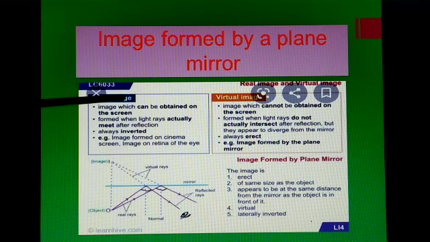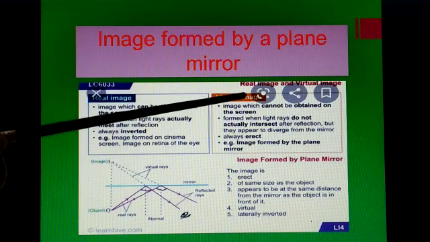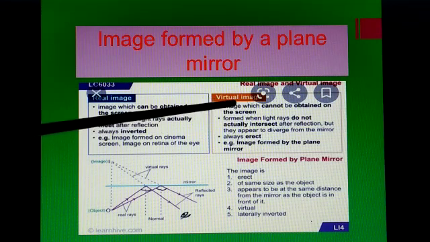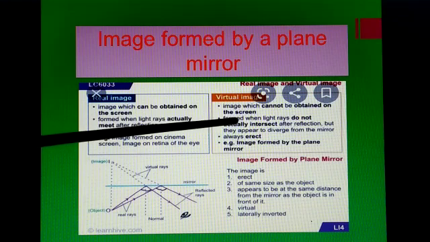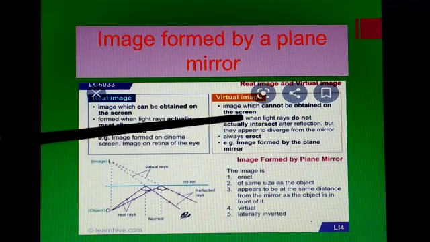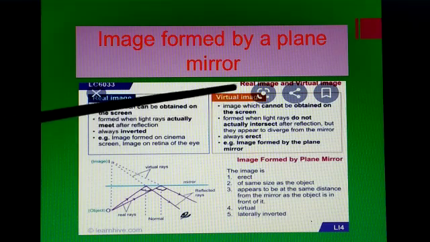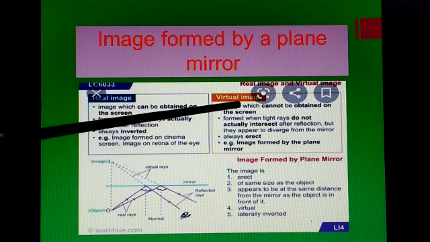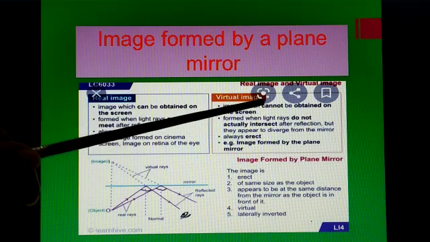That means intersection of the actual rays is called a real image. Where the actual rays intersect, at that point the image will be formed. Such images are called real images. And a virtual image means after reflection, the light rays diverge, scattering in different directions, not intersecting at a point. But we feel that after reflection, the light rays are intersecting at a point, and there the image is formed. Such images are called virtual images.